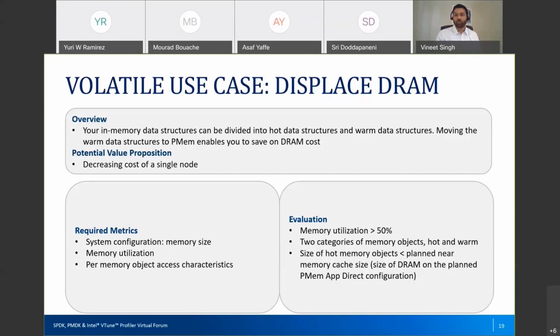The steps you need to do: check that memory utilization is more than 50%, because if it's less than 50%, you can just replace the DRAM with a smaller size, for example, 32 GB DIMMs with 16 GB DIMMs. Once you have found out that there are two categories of data structures that you can put on your main memory, your hot data structures should fit on the DRAM.